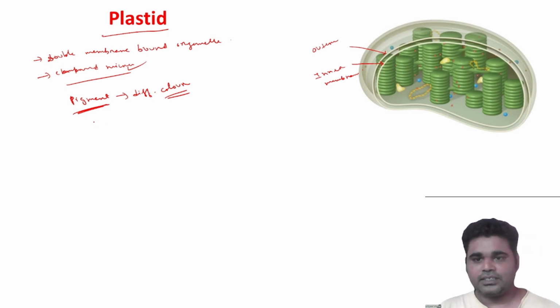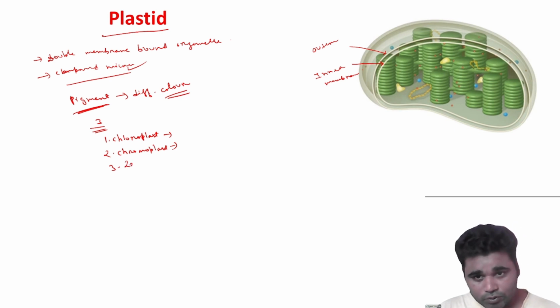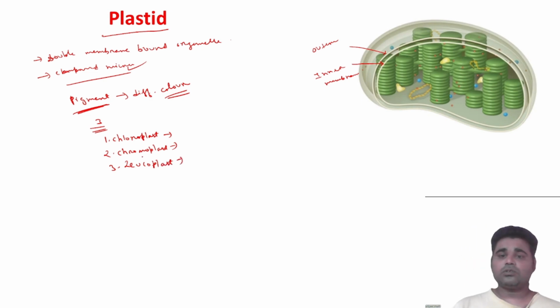So three types of plastid are present. One is called the chloroplast. What is the chloroplast? Another is the chromoplast. And the third one is called the leucoplast.